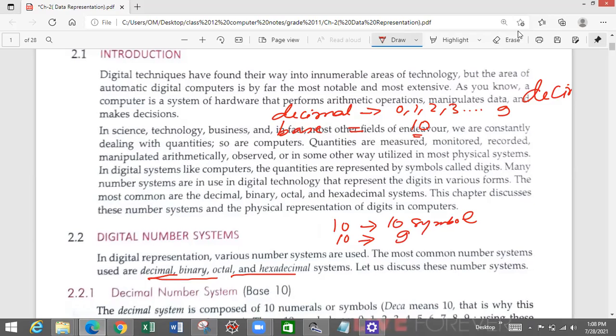Now, we'll be seeing the same thing with different number systems. Talk about the binary number system, where the base is 2. Since the base is 2, there are two symbols, 0 and 1. Since the base is 2, the highest value of any symbol is 1. Base minus 1 is the highest value of any symbol in any number system.